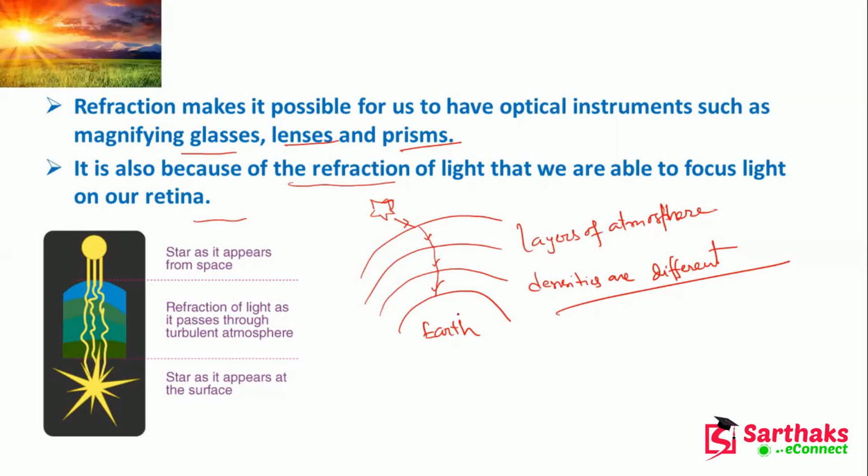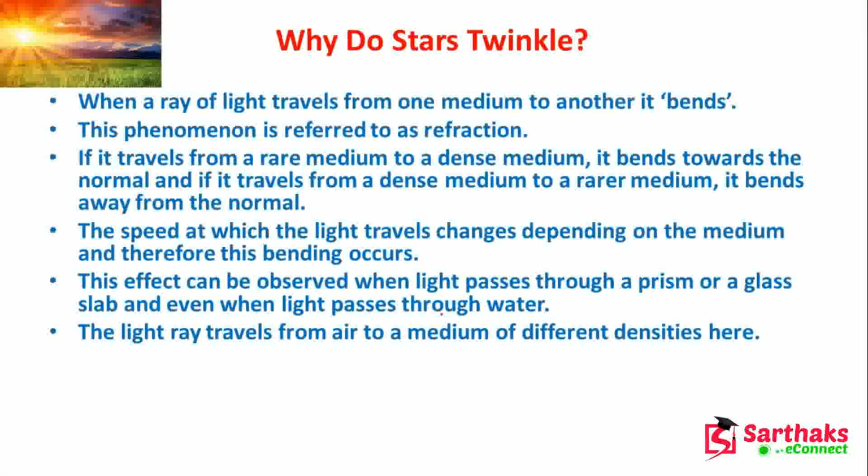Also, we can see some instruments using magnifying glasses, lenses, and prisms. In prisms also we can see different colors of light from a white light, due to the refraction. So why do stars twinkle, that I am describing now.